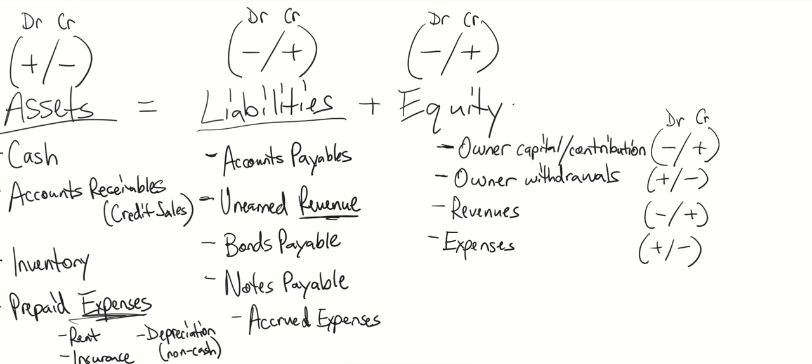So now we get to equity. Again, equity is made up of 4 components in the accounting equation. Now, the owner capital and owner withdrawal accounts, though, these are both actual, quote unquote, equity accounts. The revenues and expenses, well, they're just revenue and expense accounts. Okay. These 2 accounts go into the income statement.